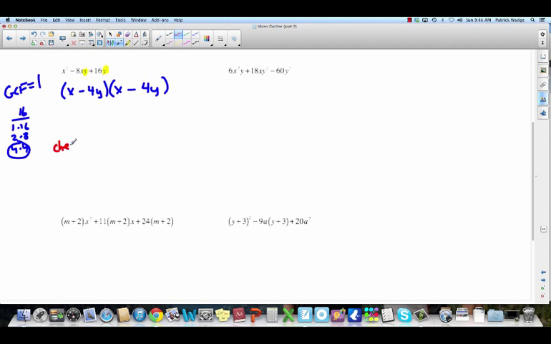And hopefully that'll help you see why you have the y there. So let's check this. I'm just going to rewrite it. x minus 4y times x minus 4y. So we're going to do mountains and valleys.